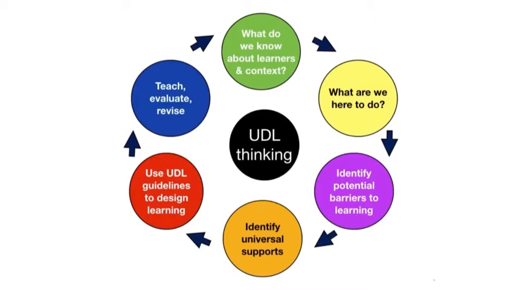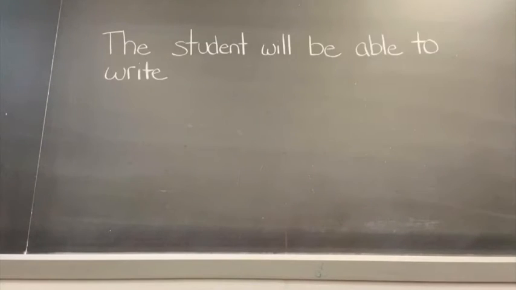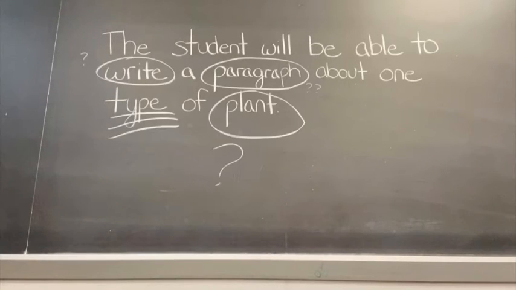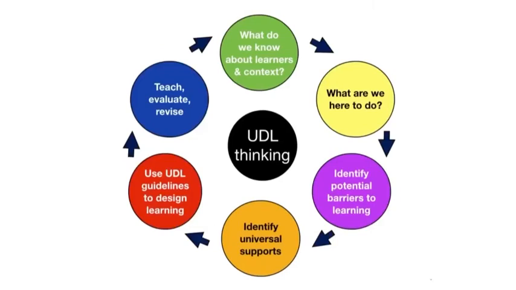Once the teacher is confident in understanding his or her students, it's time to move on to the question of, what are we here to do? Establishing goals seems like the simplest part of being a teacher. For example, the student will be able to write a paragraph about one type of plant. What if the student can't write? What if the student doesn't know what a paragraph is? What if the student didn't even know there are multiple types of plants? In this step, teachers must consider barriers to learning and come up with flexible ways for students to demonstrate their understanding.